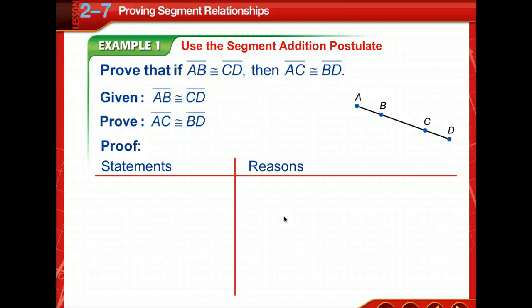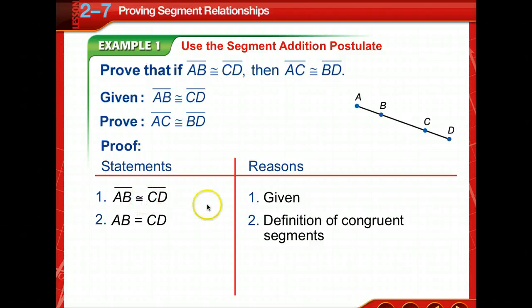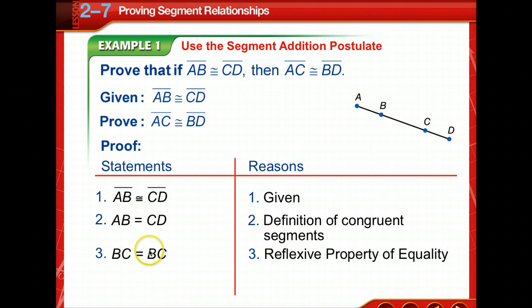Okay, we're going to do a two-column proof. And notice that we start with our given. Okay, segment AB is congruent to segment CD. We always start with a given. Now, because of the definition of congruent segments, we can say that they're equal to each other. The reflexive property, we can always insert this. Isn't BC equal to BC? And that'd be reflexive. It's equal to itself.